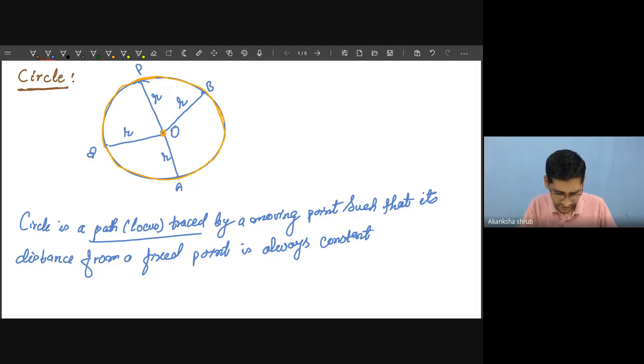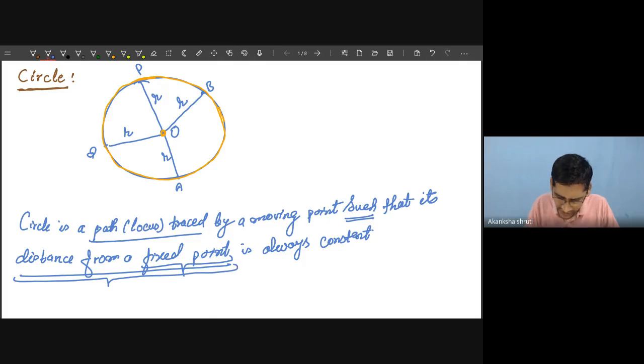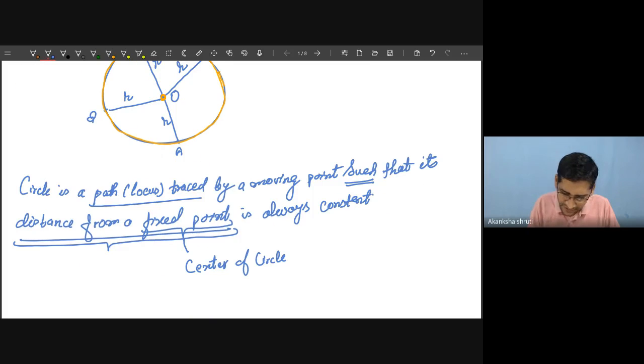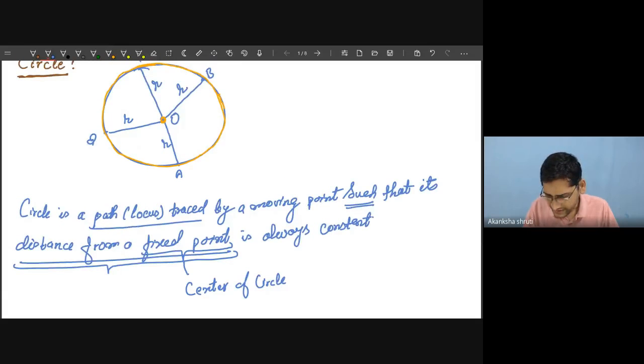The moving point which is tracing or forming this path, such that the condition is its distance from a fixed point. So here, distance from a fixed point, we have two things. One is our fixed point and another one is our distance from the fixed point. So students, the fixed point is called the center of this circle. Center of circle. And distance from the fixed point, like here in this figure, the center is our O. And distance from the fixed point is called radius of the circle.